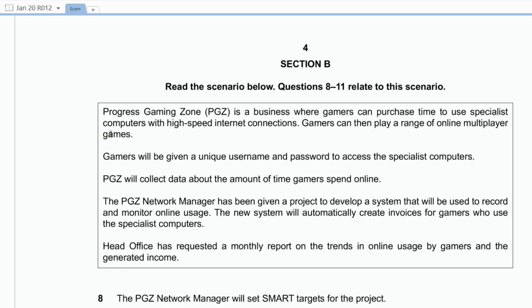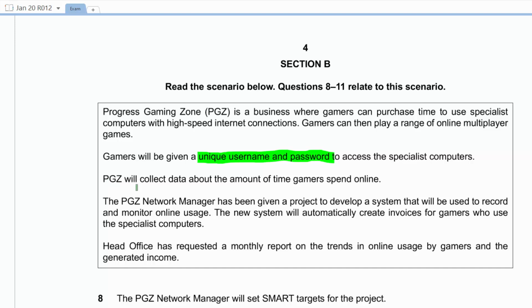So this company is called Progress Gaming Zone. It's a business where gamers can purchase time to specialist computers with high-speed internet connections. Gamers can then play a range of online multiplayer games. Gamers will be given a unique username and password to access for specialist computers. I might be thinking about highlighting this because you can think, well, security, there could well be a question on username and password, well, that's good maybe.